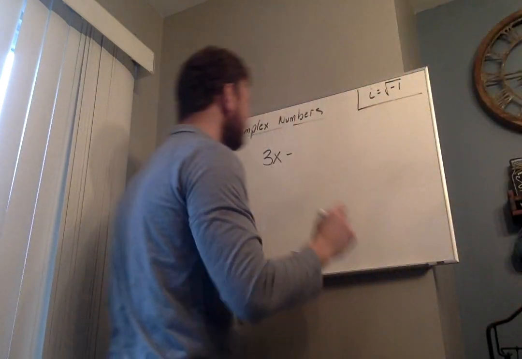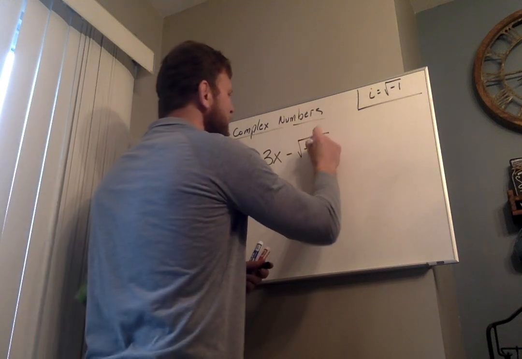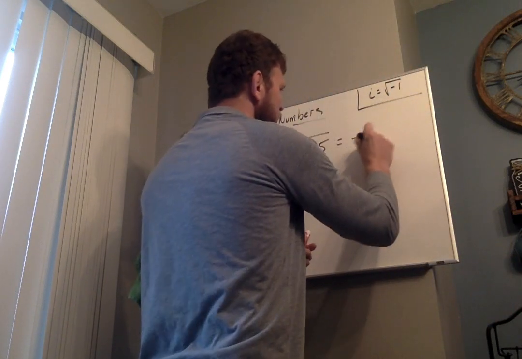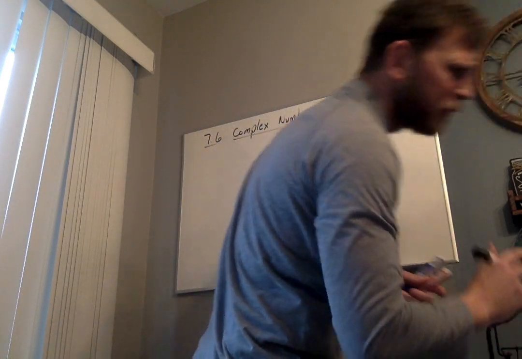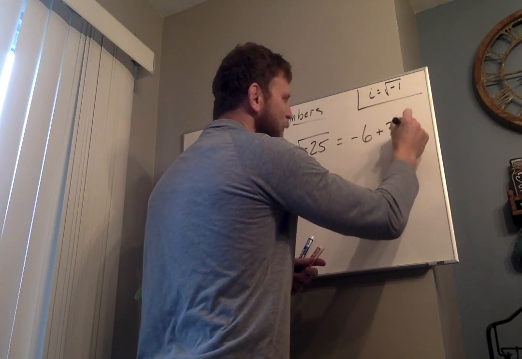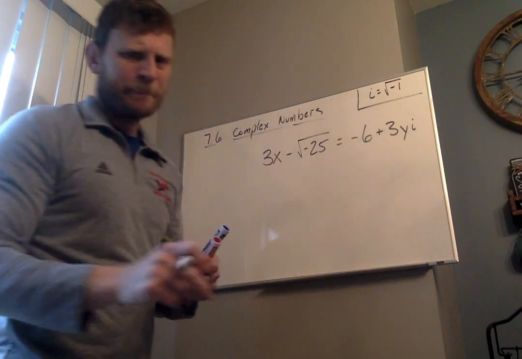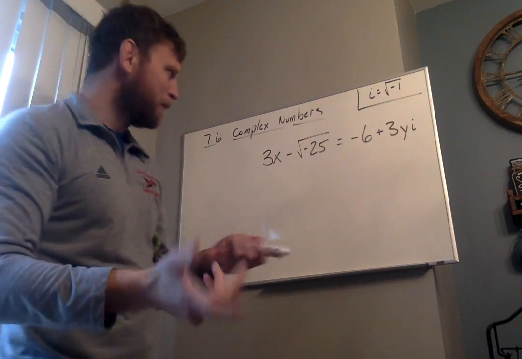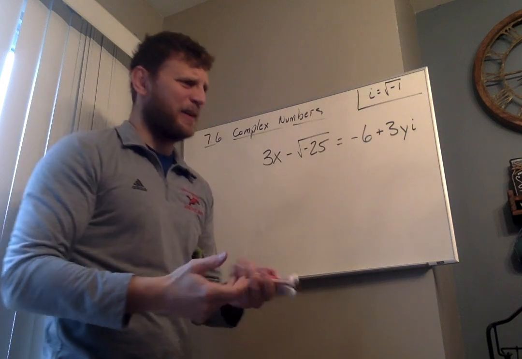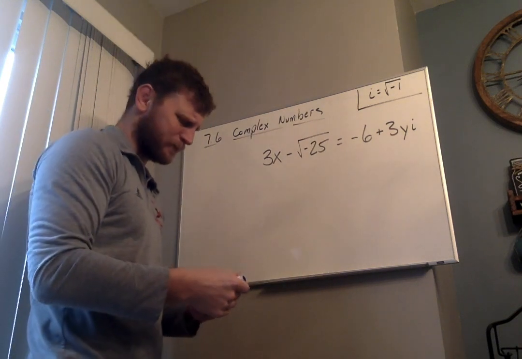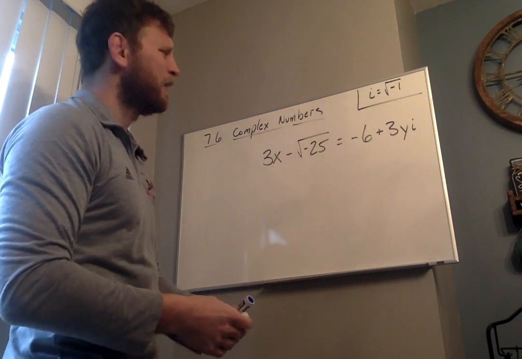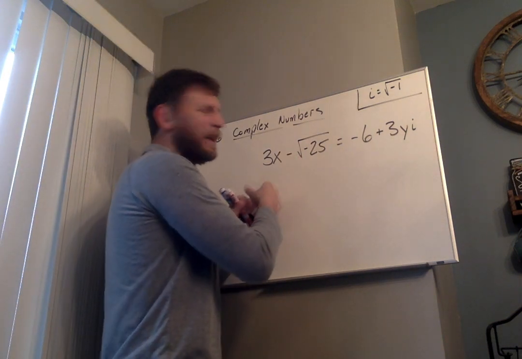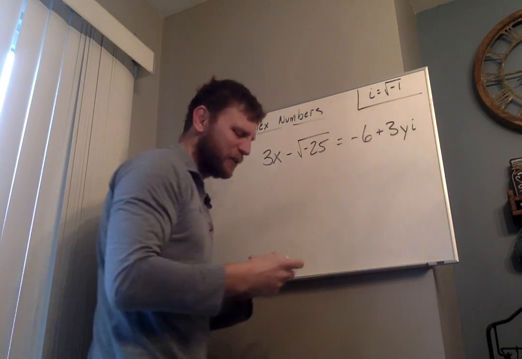3x minus the square root of negative 25 equals negative 6 plus 3yi. Okay? So there's going to be a question like this. It's not probably going to be the exact one. But what is this asking you to do? It's asking you to figure out what x and what y are. In order to do that, you've got to break this side down to make it look somewhat like that side. And you'll see what I mean.